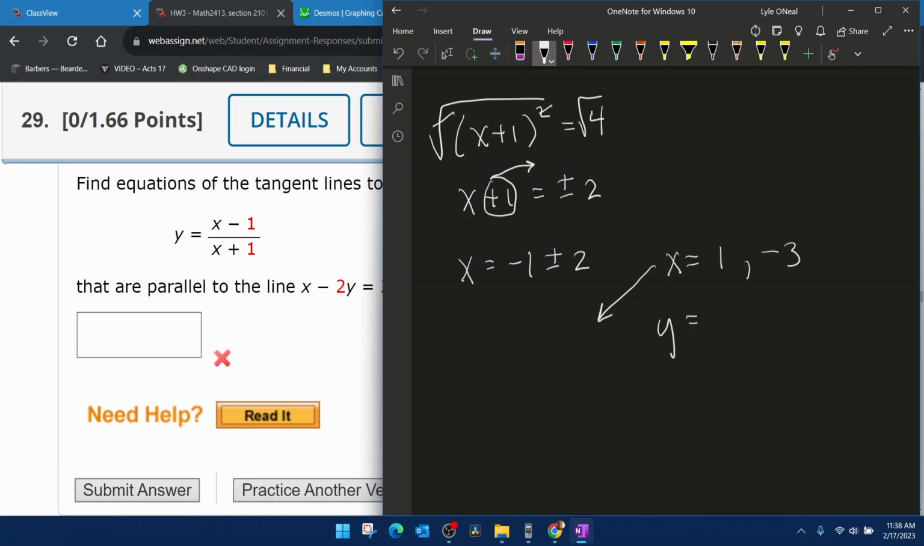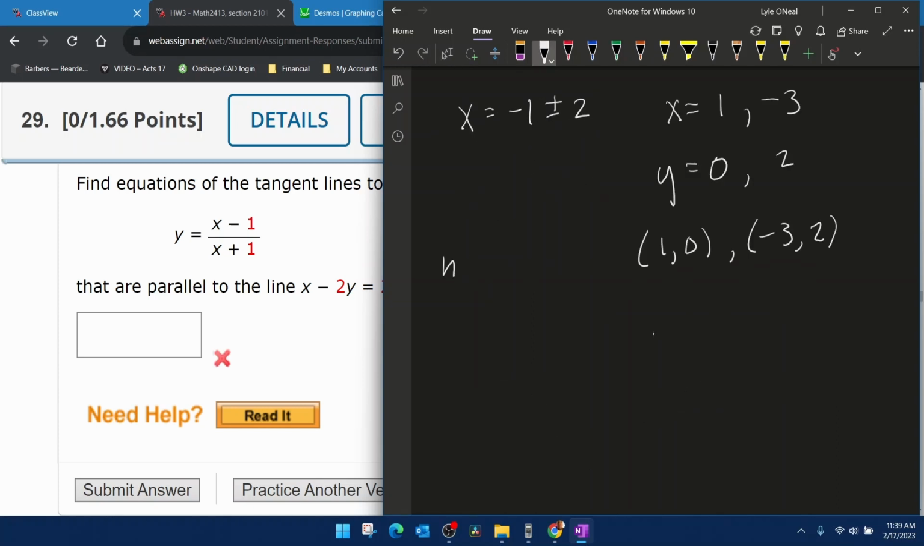The way we're going to do that is we have to plug these x's back into the original function, which was y equals x minus 1 over x plus 1. Substituting 1 in, we're going to get 1 minus 1 over 1 plus 1. 0 over anything is 0, and so there's my first ordered pair. And then if I go back and replace the x's with negative 3, we're going to get negative 4 over negative 2. Negative 4 over negative 2 is 2, and that gives me my other ordered pair, which is negative 3, 2.